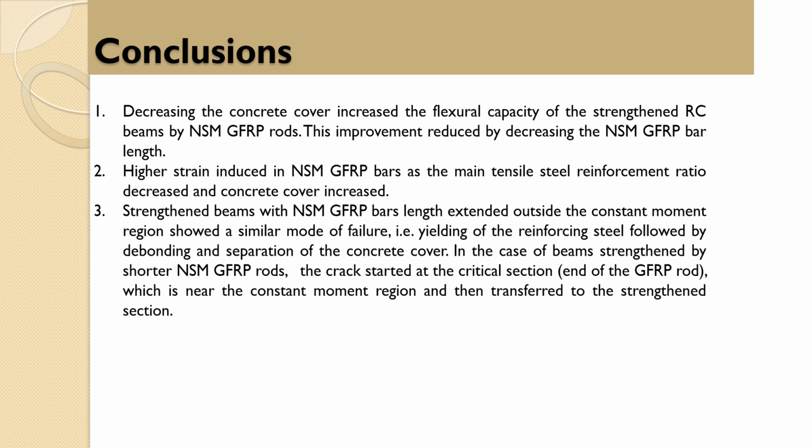Also, increasing the concrete cover while decreasing the main steel reinforcement leads to higher strain induced in the near surface mounted bars. Also, strengthened beams with near surface mounted GFRP bar length extended outside the constant moment region showed a similar mode of failure, which is yielding of reinforcing steel followed by debonding and separation of the concrete cover.